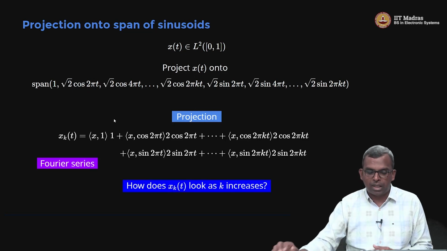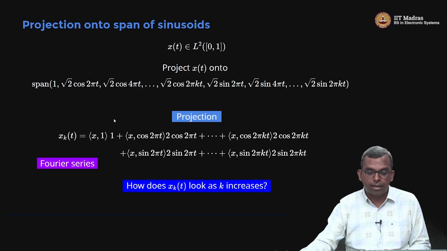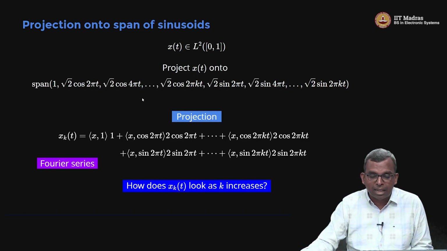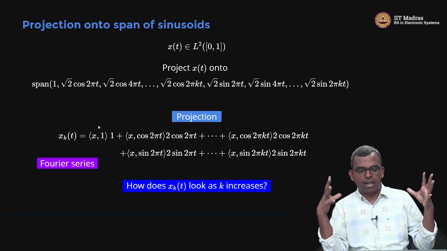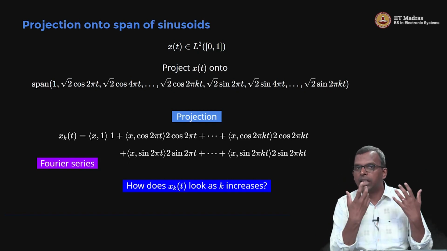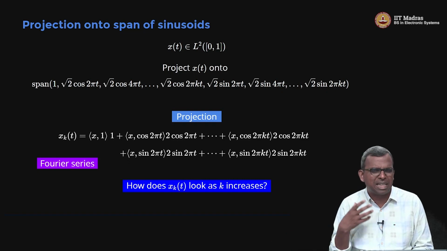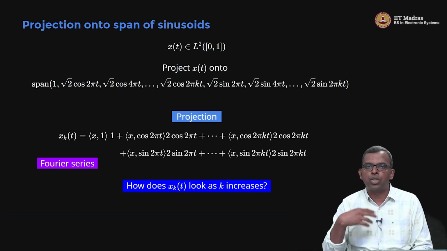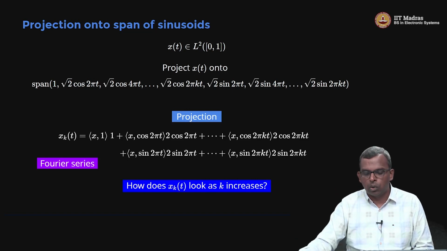So a crucial question to ask is, how does this xk of t look as k increases, and what is going to be the connection between xk of t and x of t? I'm projecting this x of t, I'm getting closer, and as I increase k, my subspace is increasing and increasing. So maybe I will get closer and closer to x of t. How close can I get is the question. We may not be able to answer this very precisely in this course, so I'll just give you some intuition on how this is going to behave. Maybe in later courses, you will see how it works.